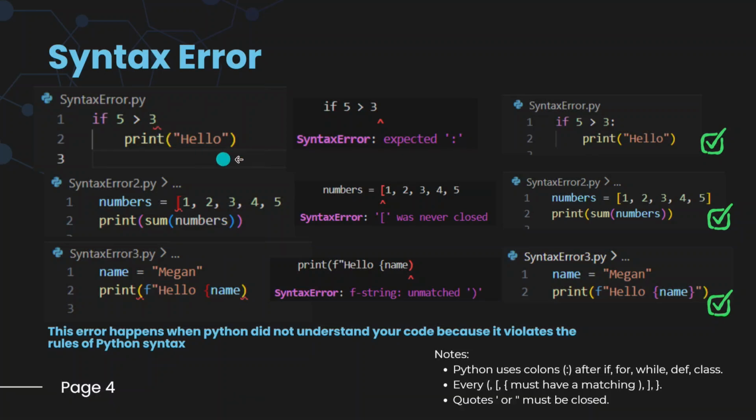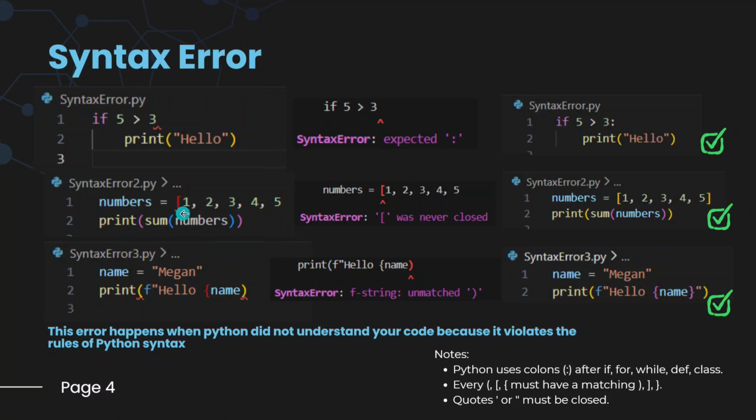First, here we have a syntax error that expected a colon, because in Python we always use a colon every time we use if, for, while, def, and class. So for one like this, 5 is bigger than 3, a syntax error message will come out.